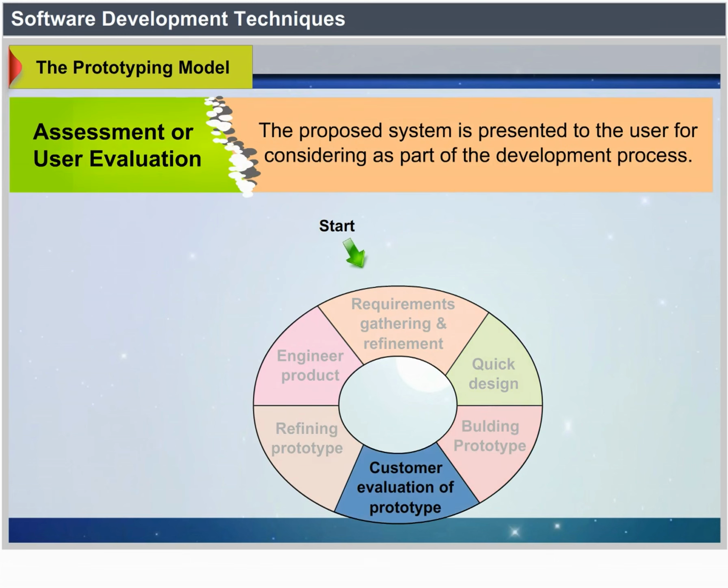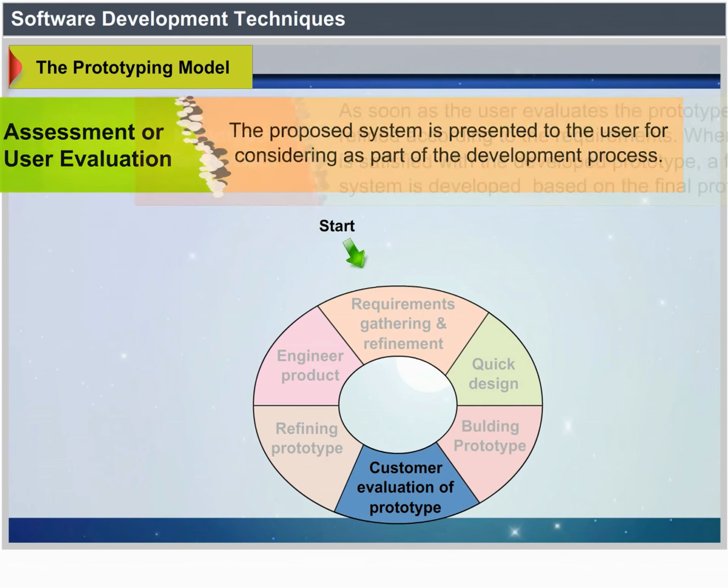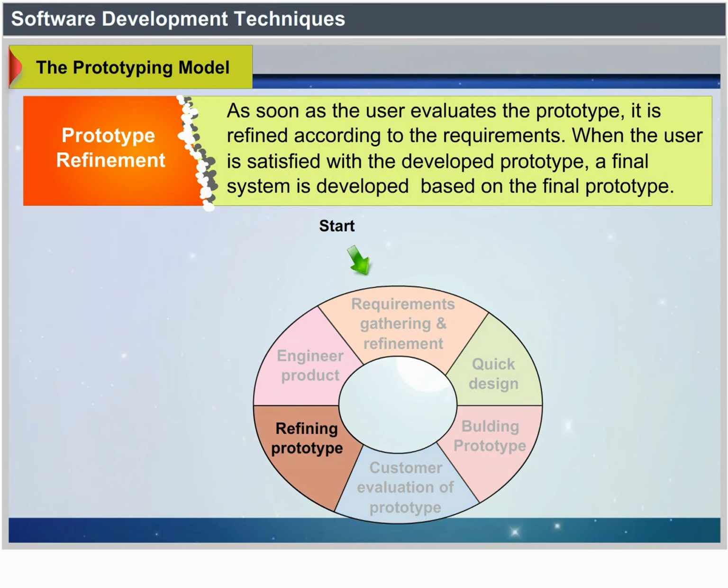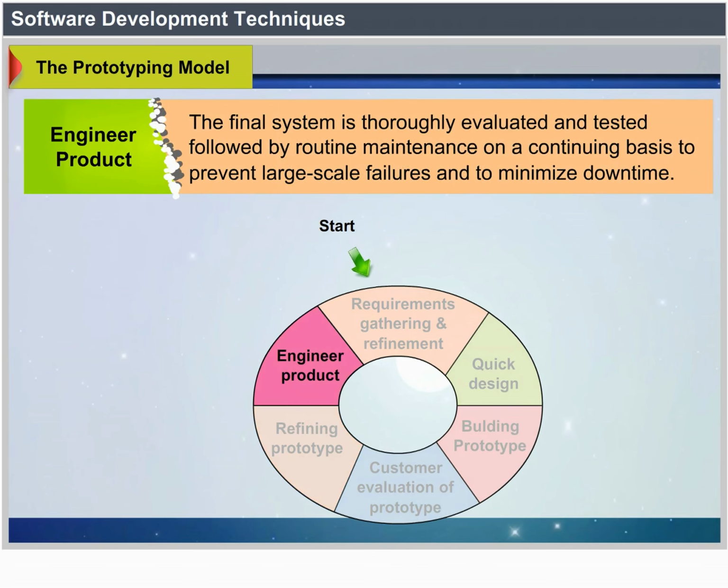Assessment or user evaluation. The proposed system is presented to the user for consideration as part of the development process. Prototype refinement. Once the user evaluates the prototype, it is refined according to the requirements. When the user is satisfied with the developed prototype, a final system is developed based on the final prototype. Engineer product. The final system is thoroughly evaluated and tested, followed by routine maintenance on a continuing basis to prevent large-scale failures and to minimize downtime.